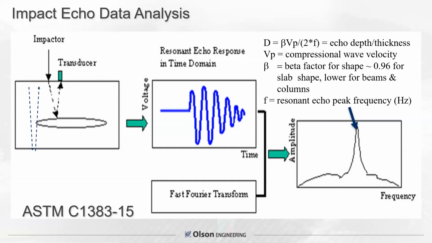And the depth of that peak is equal to a shape factor. It does depend on whether it's a slab or a wall, a flat shape, or beams and columns with circular to rectangular to square shapes. There are lower factors to account for the reduction in compression wave velocity. So basically, it's this factor of 0.96 times the velocity divided by twice the frequency of the resonance or echo peak that predicts the depth. A rough, close-to-normal velocity for concrete is 12,000 feet per second. If you take 12,000 feet per second divided by a resonant echo of 6,000 hertz, that says it's a 1-foot echo. 12,000 divided by 2 times 6,000.